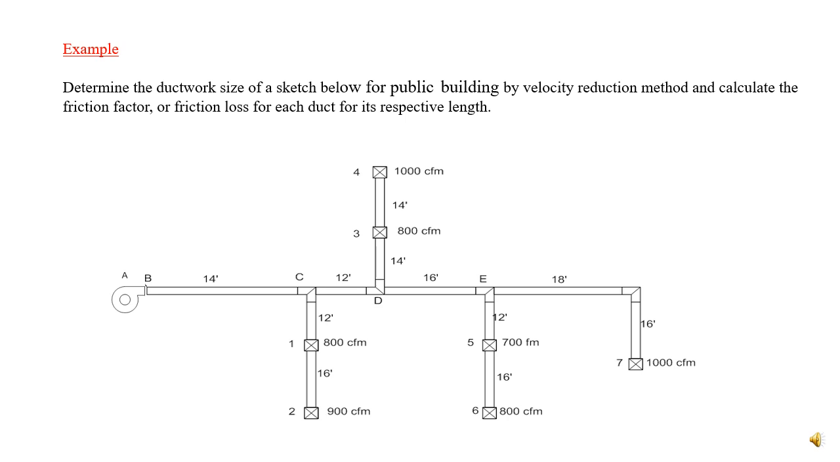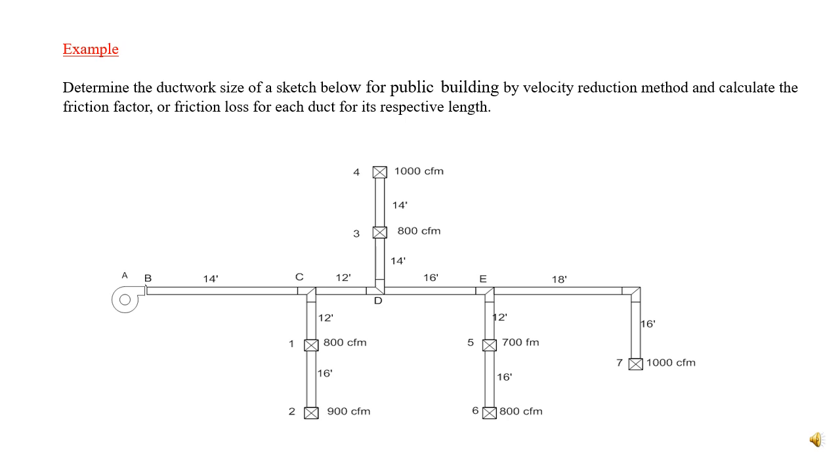But if it is said here, please find friction loss for each duct for its respective length, then you have to multiply by the length of the duct. For example, for section B to C, the length of this duct is 14 feet. That means if you set your friction loss rate for section BC to 0.1 in the equal friction method, then you have to multiply 14 feet by 0.1 per 100. I hope you are not confused here. I hope that you understand what I'm trying to tell you.